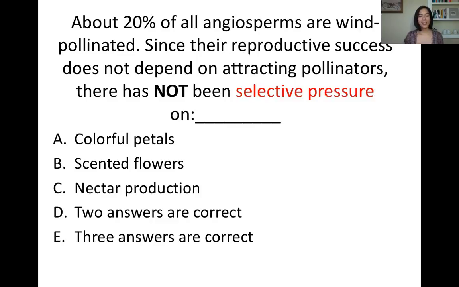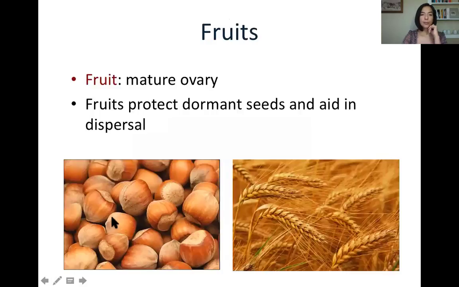In grasses, for example, we don't have colorful petals. Look at the grass in front of your house or in the neighbor's house, and you won't see any showy, colorful flower. They don't have that because they don't need to attract pollinators, right? They are wind pollinated. The other thing is that they don't have to spend energy and resources to produce scents that would also attract pollinators. And lastly, they don't have to invest in nectar to reward the pollinator for the pollen transfer. So three answers are correct.